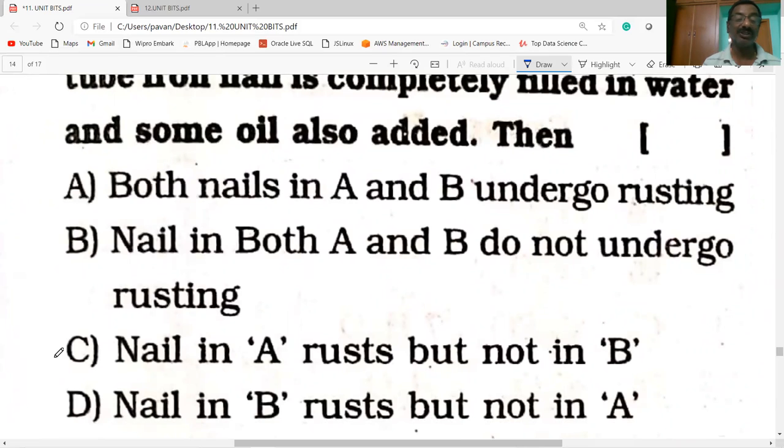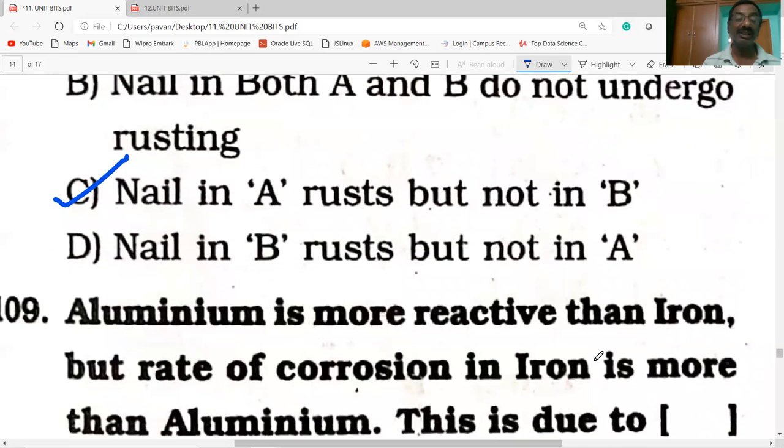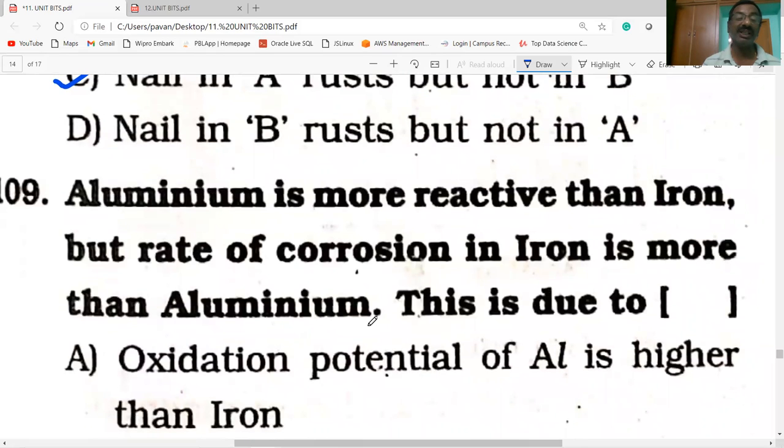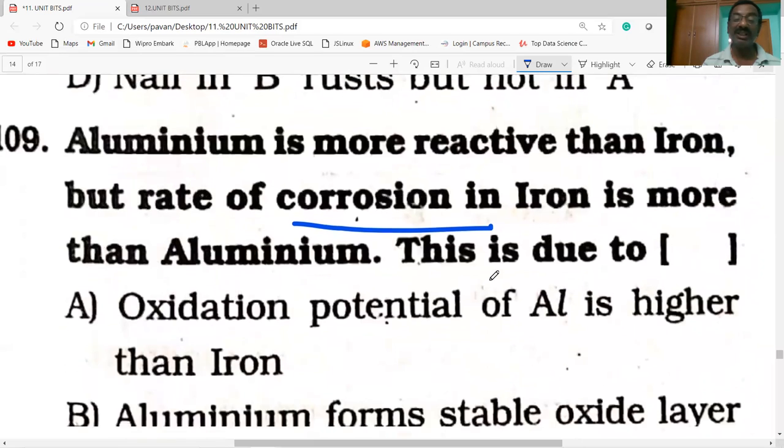A ane test tube lo sagam varaku neetilo iron nail munigi undi kabatti neetitonu mariyu galitonu contact undi kabatti rust avutundi. B ane test tube lo neetilo poorthiga munigi undi paina oil kappibadi undi kabatti there is no air in contact with the iron nails in test tube B. So nail A rust.